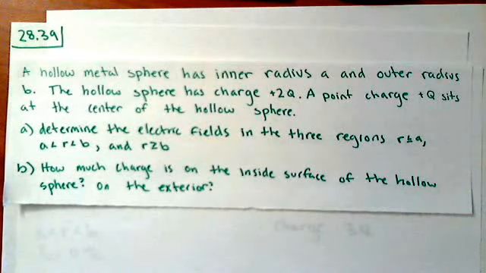We will be doing question 28.39. A hollow metal sphere has inner radius A and outer radius B. The hollow sphere has charge positive 2q. A point charge positive q sits at the center of the hollow sphere.